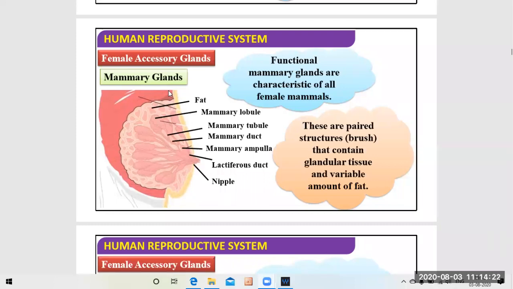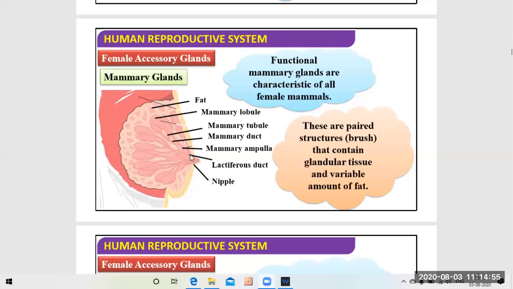When we see the internal morphology, it has fat cells also. The mammary lobules are located here in the lobular cavity. The mammary tubules are connected to the lobules like this. The mammary ducts are here. This is one duct, this is the second duct. These are the ducts of the mammary gland. Then the mammary ampulla is here. This structure is called the mammary ampulla. These are the lactiferous ducts.